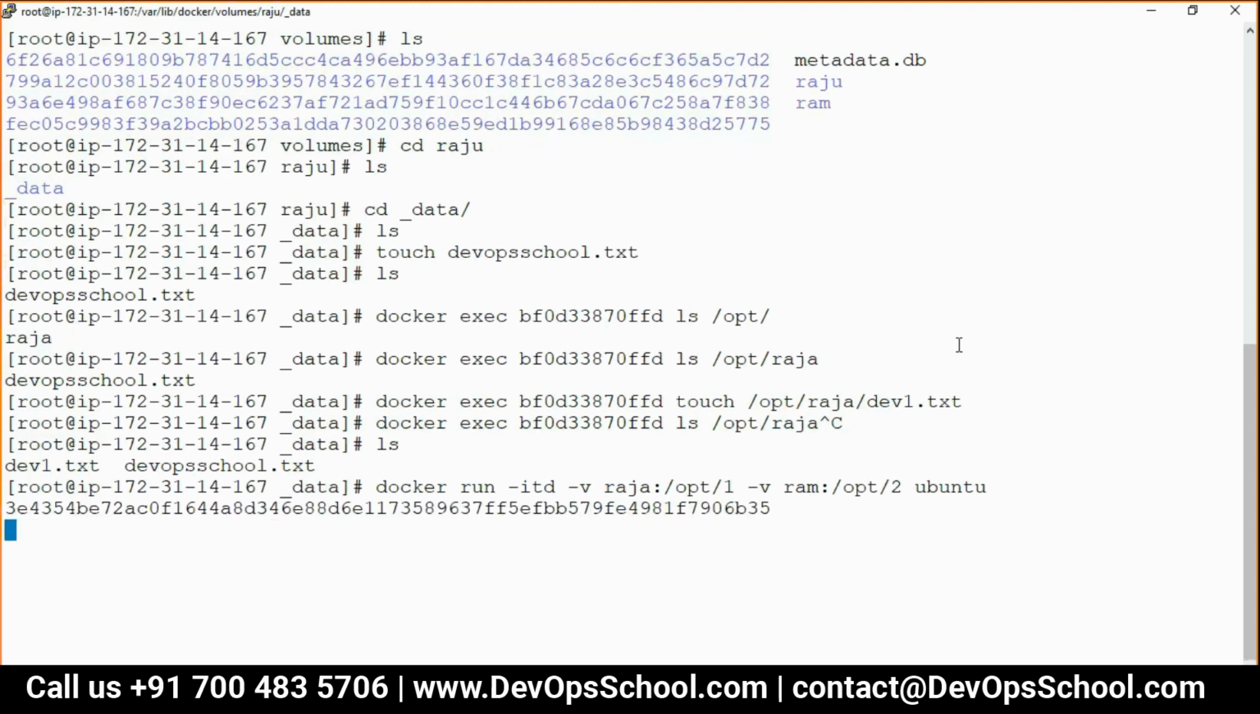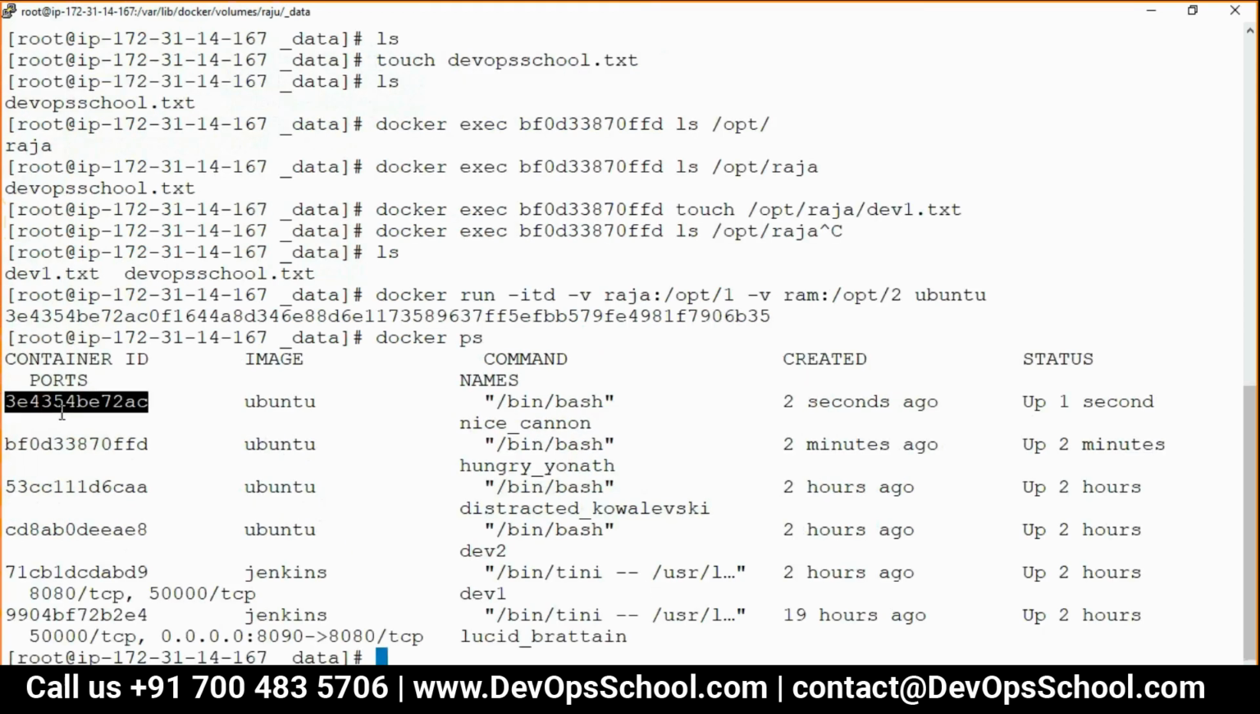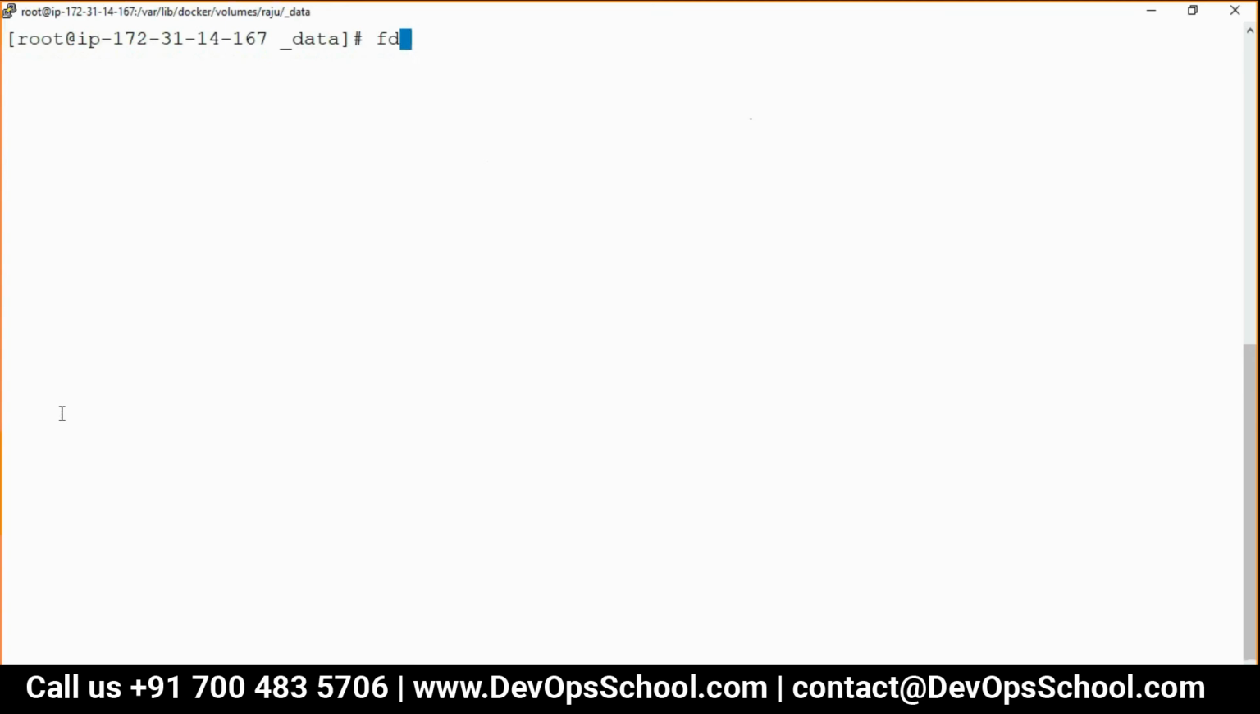Yes, sir. Done. Now docker ps. This is a container. Clear the screen. Docker exec.